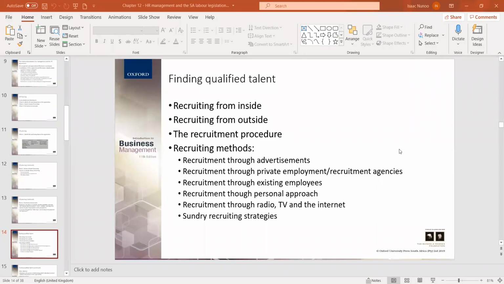So we also have the sundry recruiting agency, and this is basically different from the personal approach. The personal approach is when they offer a particular management position, identify somebody, and approach the person for that position. With the sundry approach, they come to visit certain schools and draw employment opportunities.